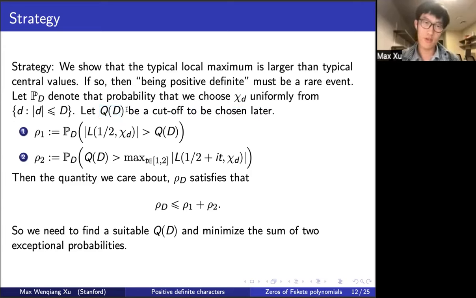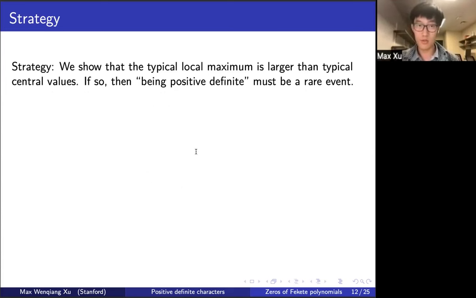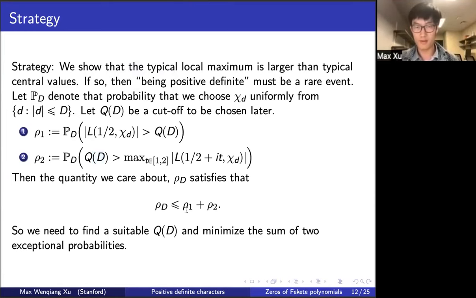So Q_D is a measure of being large or small. Let the first density ρ1 be the probability that L(1/2, χ_d) is bigger than Q_D. Here the probability is from uniformly random choosing χ_d from the family. Let ρ2 be the probability that the local maximum is smaller than Q_D. The density we care about must satisfy that it is smaller than ρ1 plus ρ2. Because otherwise, if both events fail, Q_D will be bigger than L(1/2, χ_d) but smaller than the local maximum, and this will contradict the consequence of the previous assumption. So if you are positive definite, then you must lie in this union.